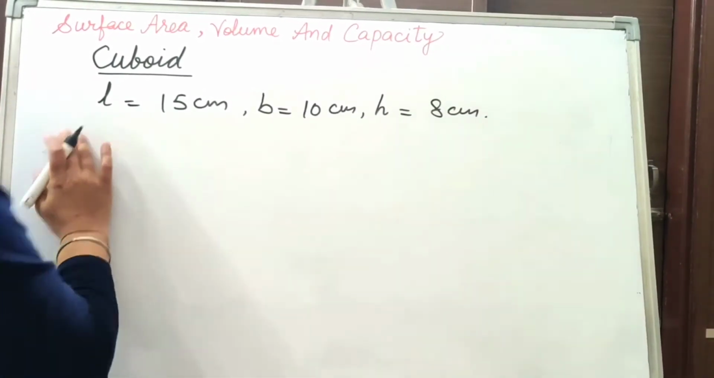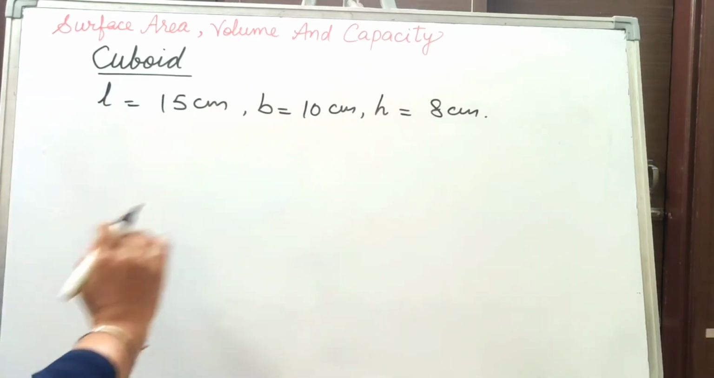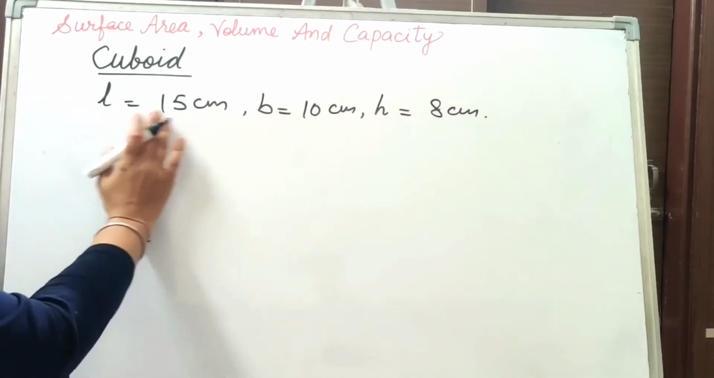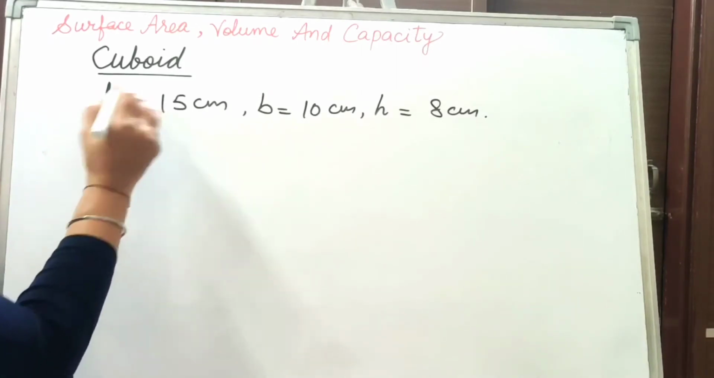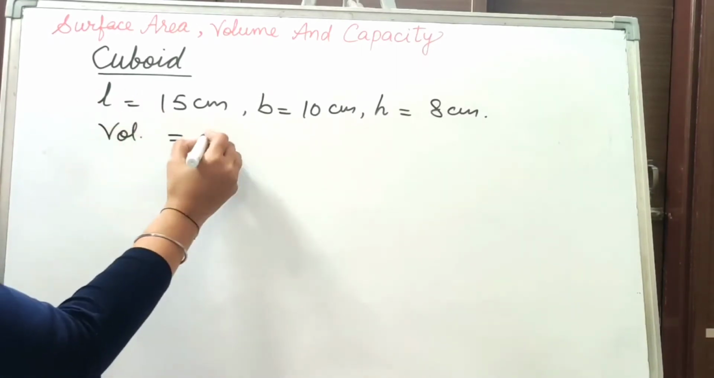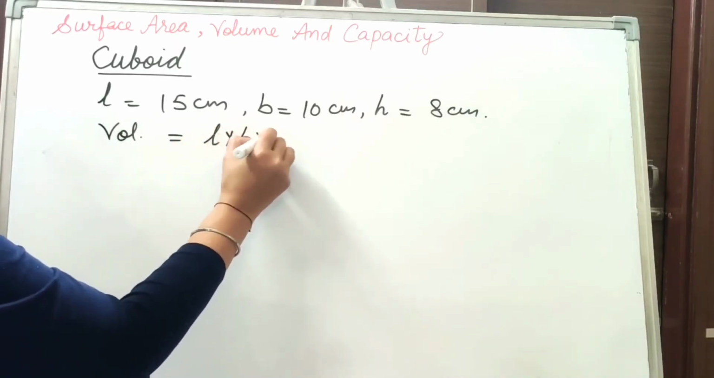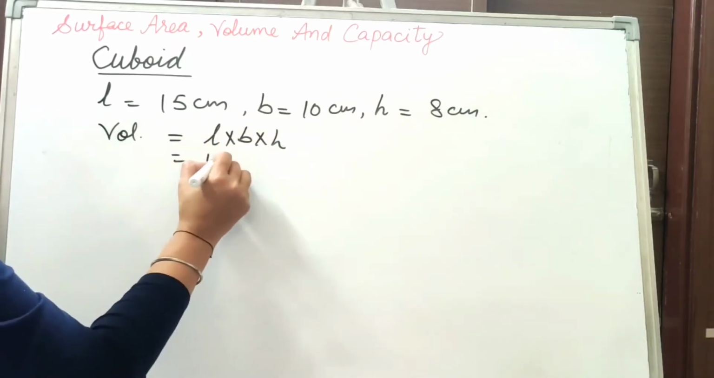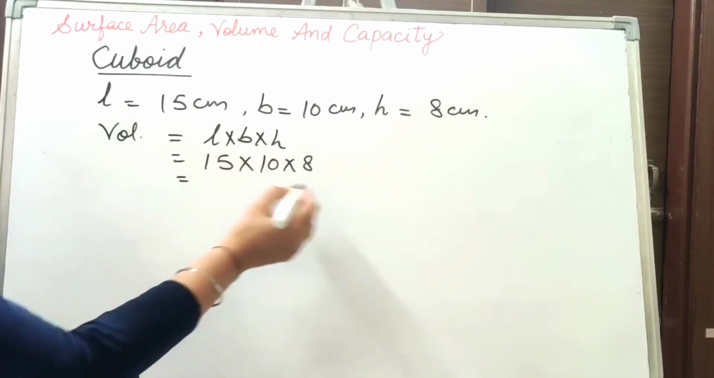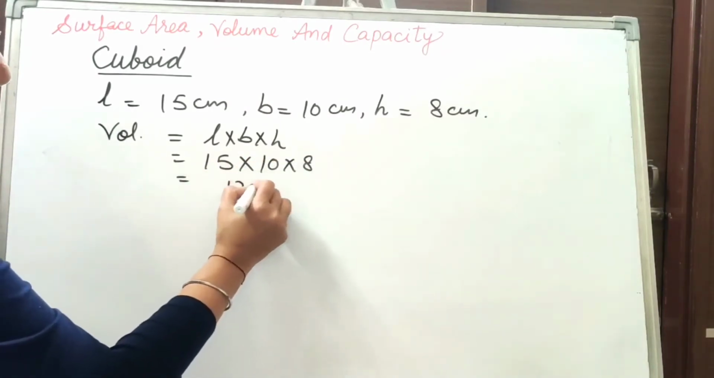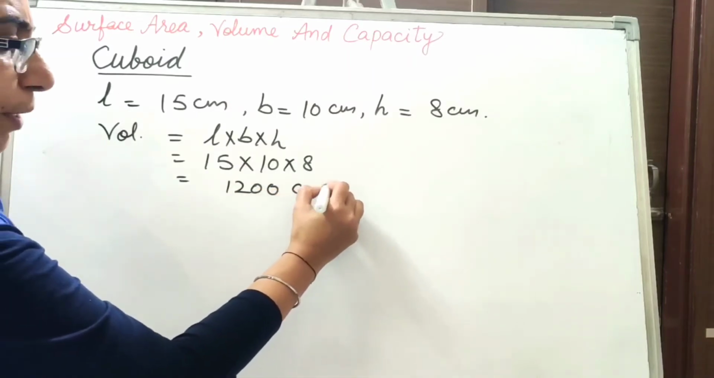Now here I have taken these dimensions of a cuboid, that is length, breadth and height, and the question is find the volume of this cuboid. We know that volume of the cuboid is length multiply breadth multiply height, then it will be 15 into 10 into 8, that is 15 8s are 120, that is 1200 centimeter cube.